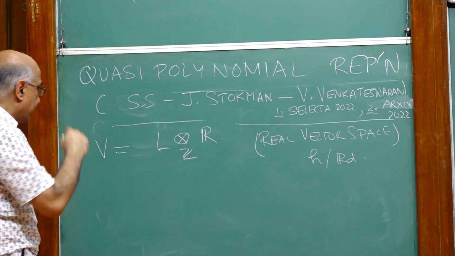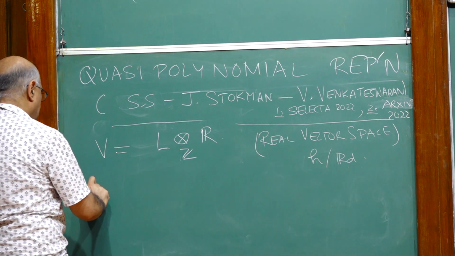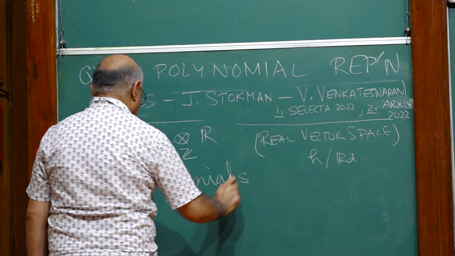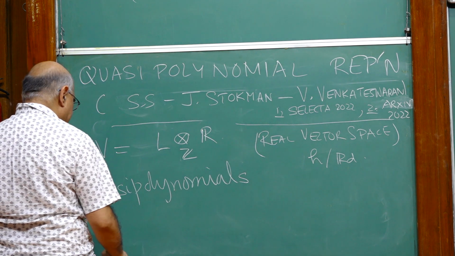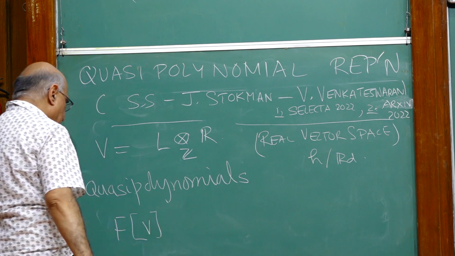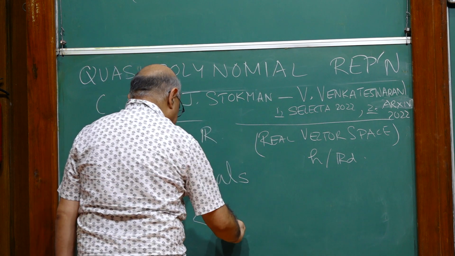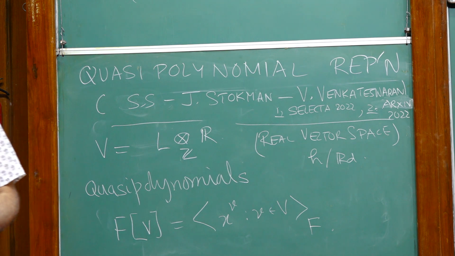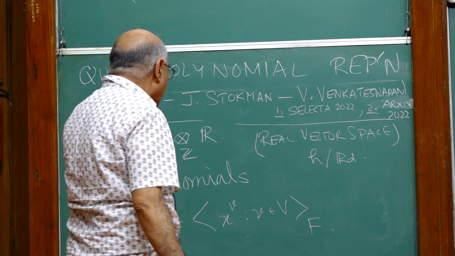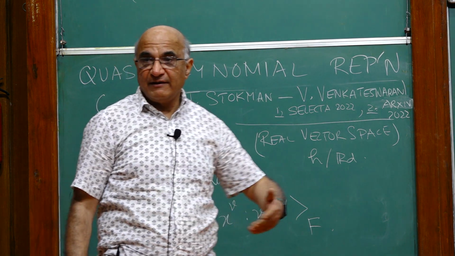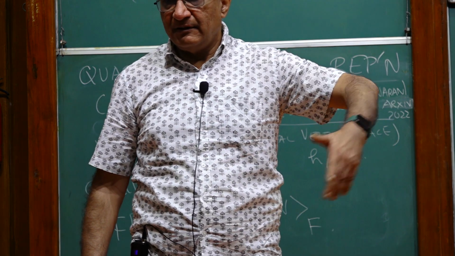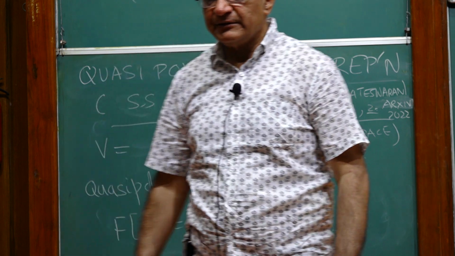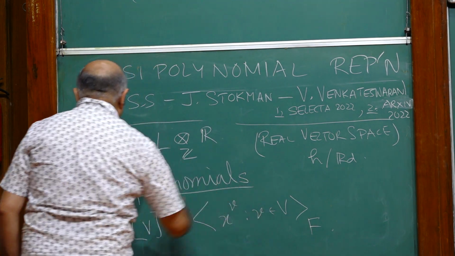Then I'm going to take the group algebra. The space of quasi-polynomials is just finite combinations of x to the v, with v in V and coefficients over F. A polynomial is where instead of V you have the lattice L. The quasi-polynomial space is the group algebra of the additive group of the real vector space, with any finite combination. So this is the space of quasi-polynomials, and let me just call it Q.